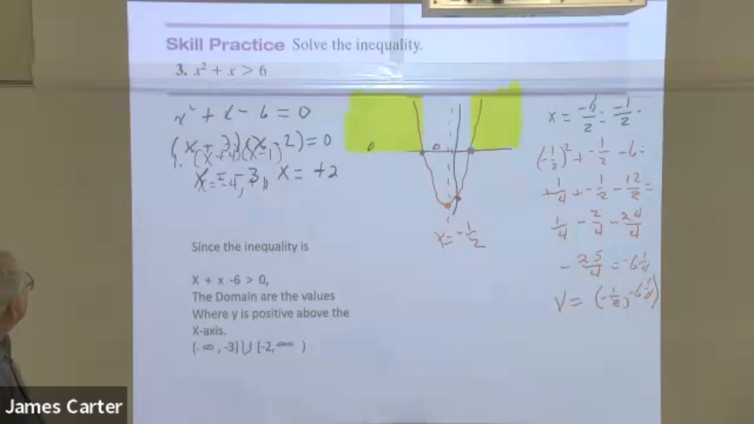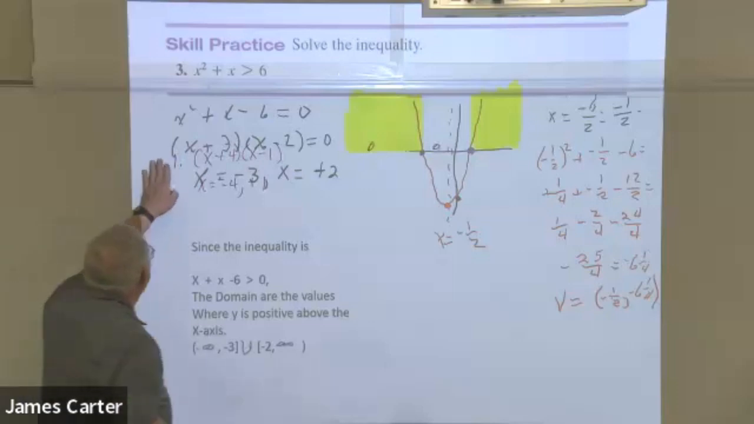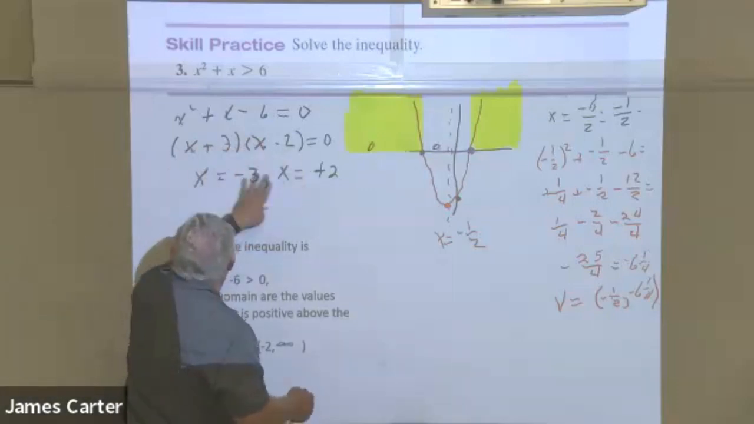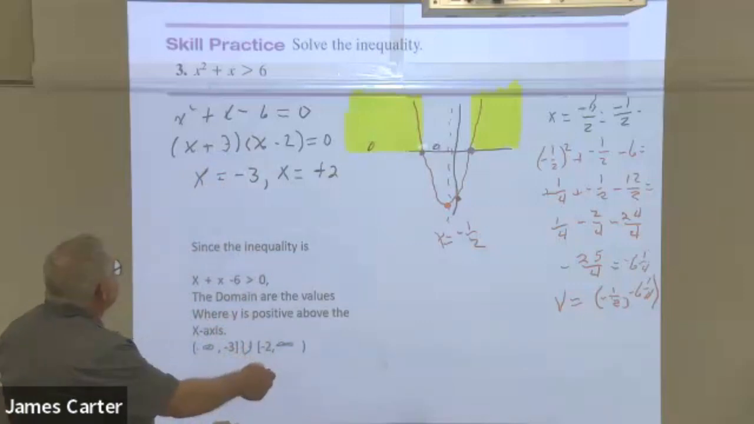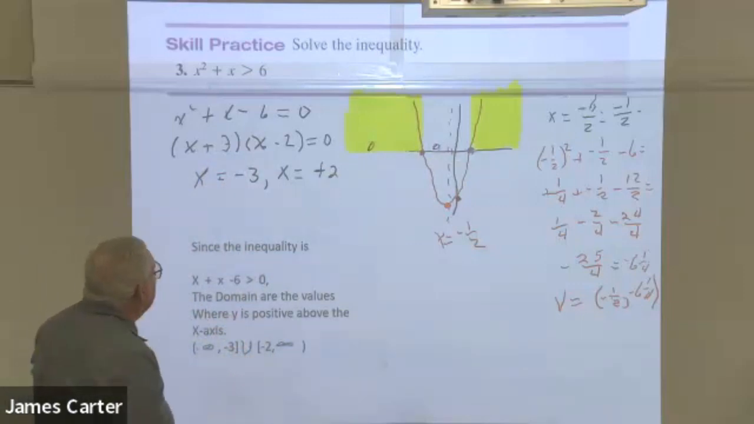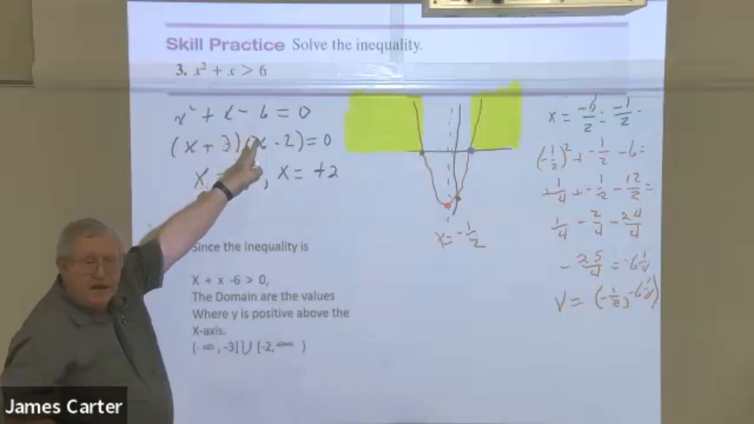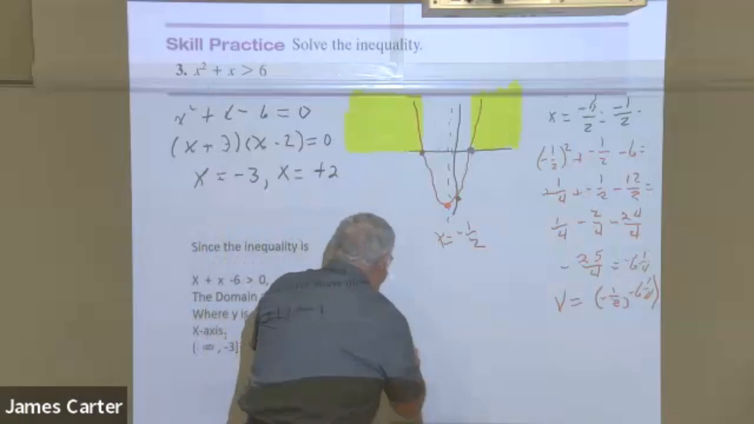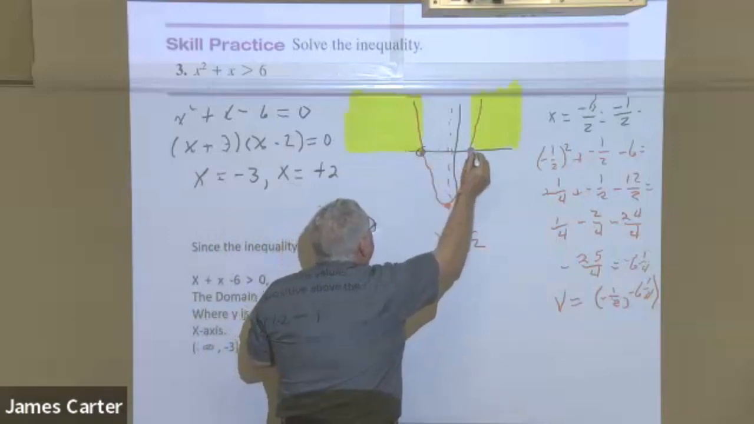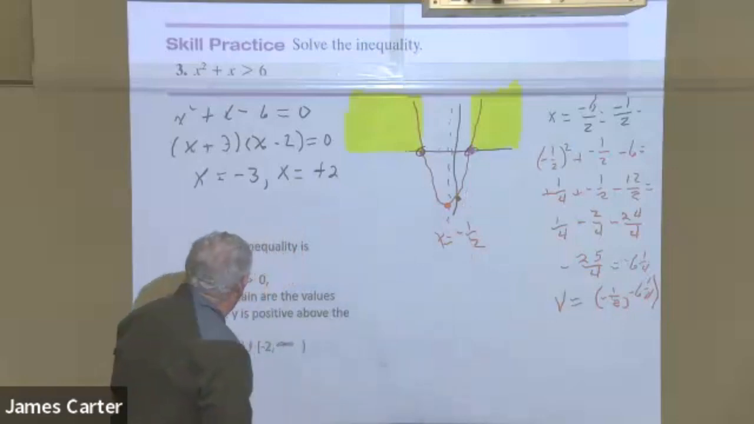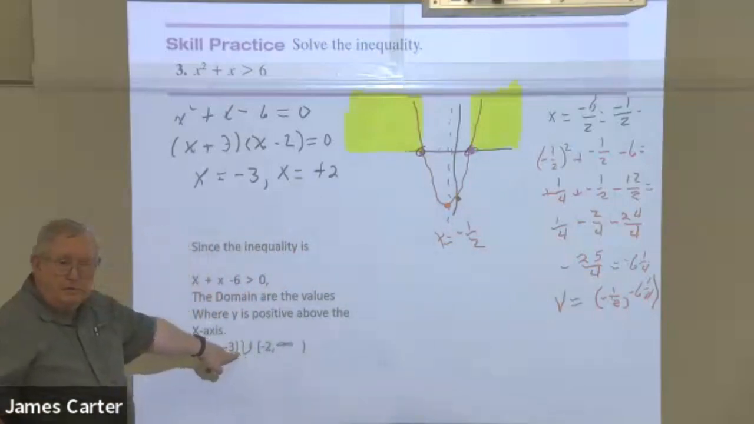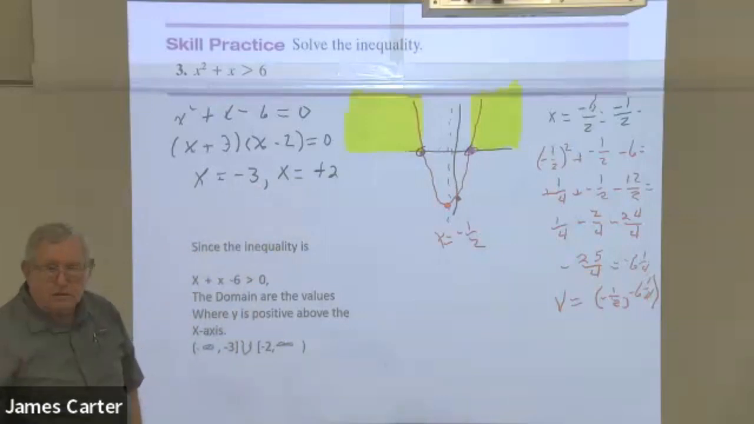Okay, another problem. Take the 6 over. Here's my y-intercept down here at -6. Factor this thing. Okay, and you get the values of -3 and +2. Now this time, again, the x-axis is not included. So these two right here are non-inclusive points, forcing me to have a union interval for the 2 different ranges.